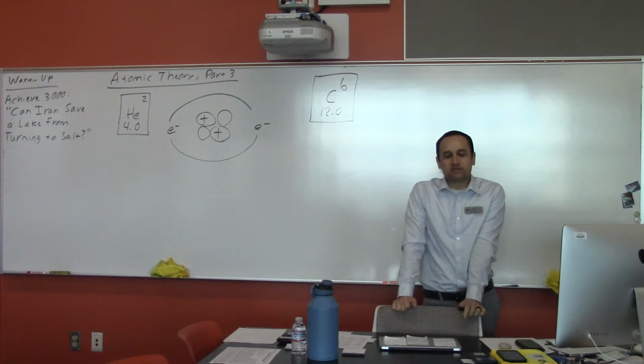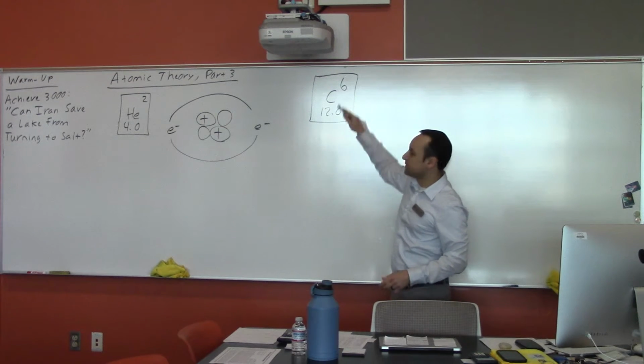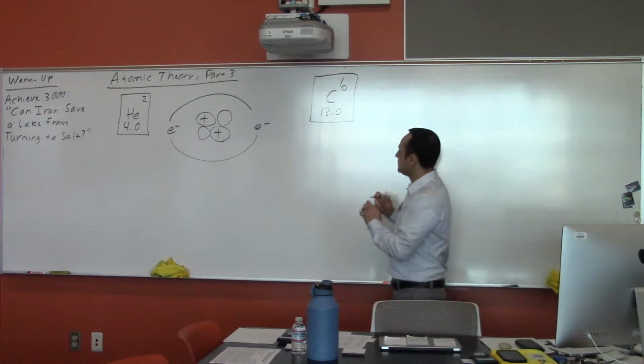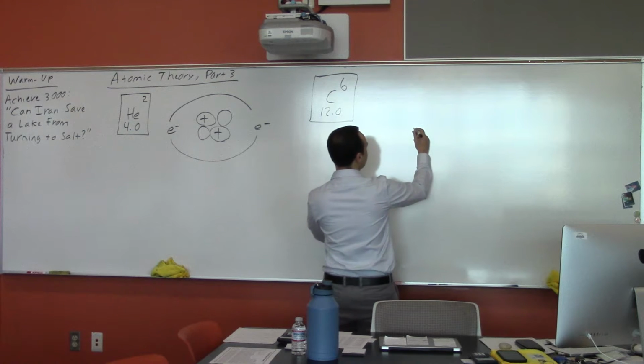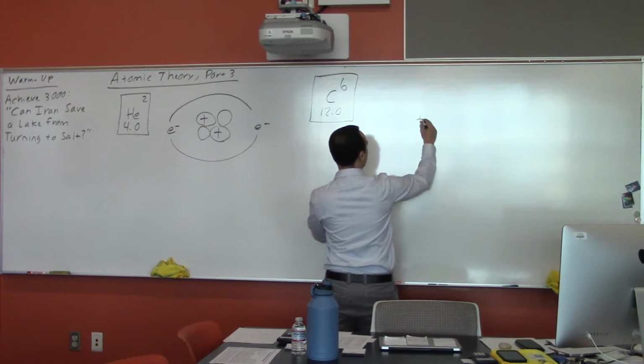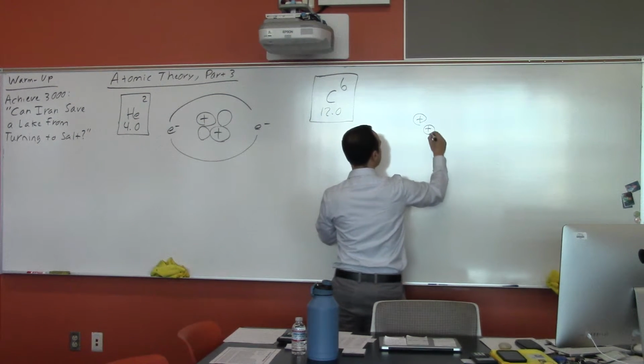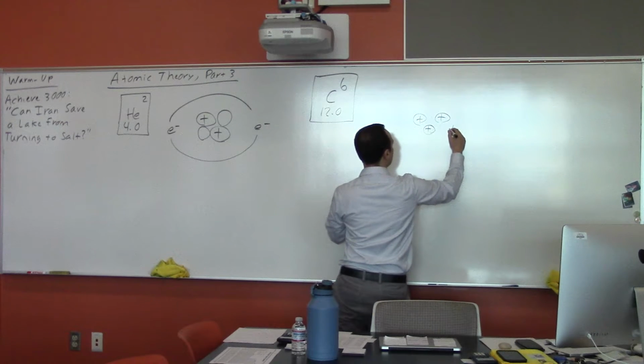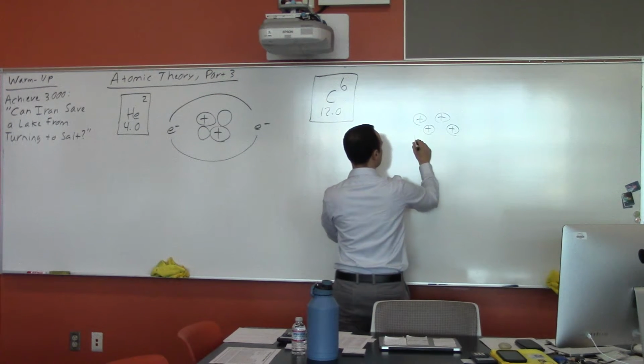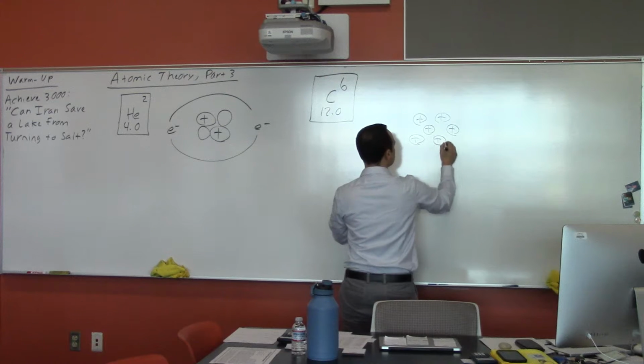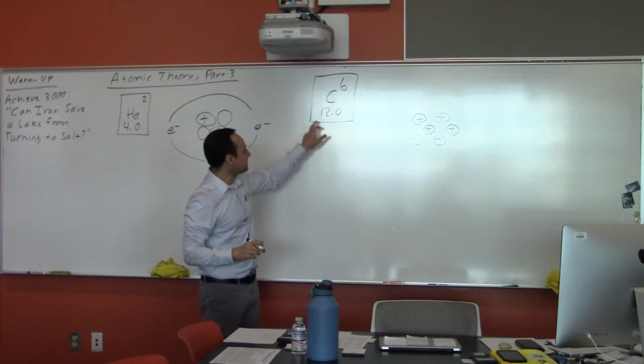Milagros, first piece of information. It's going to be 6 protons. Atomic number is 6, so we have 6 protons. So we've got to draw 6 little positive symbols in the middle here, right? 1, 2, 3, 4, 5, 6. Okay, great.